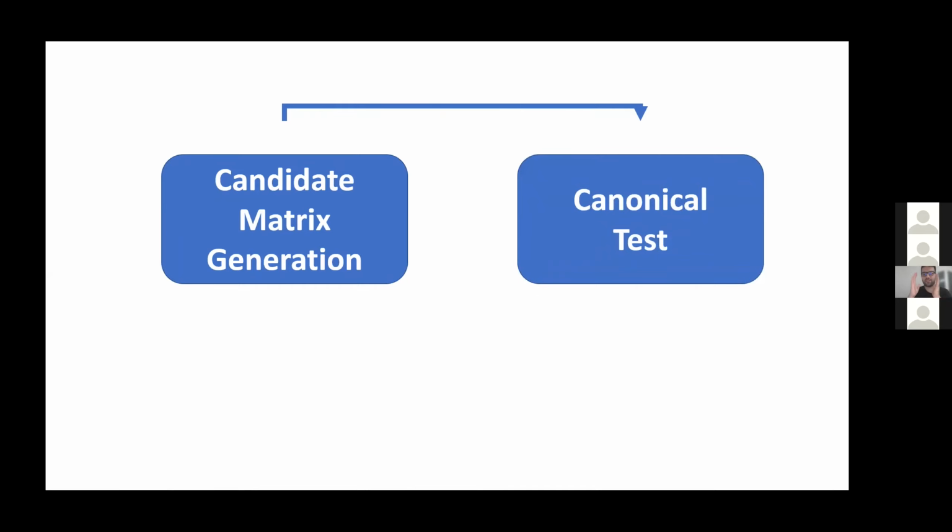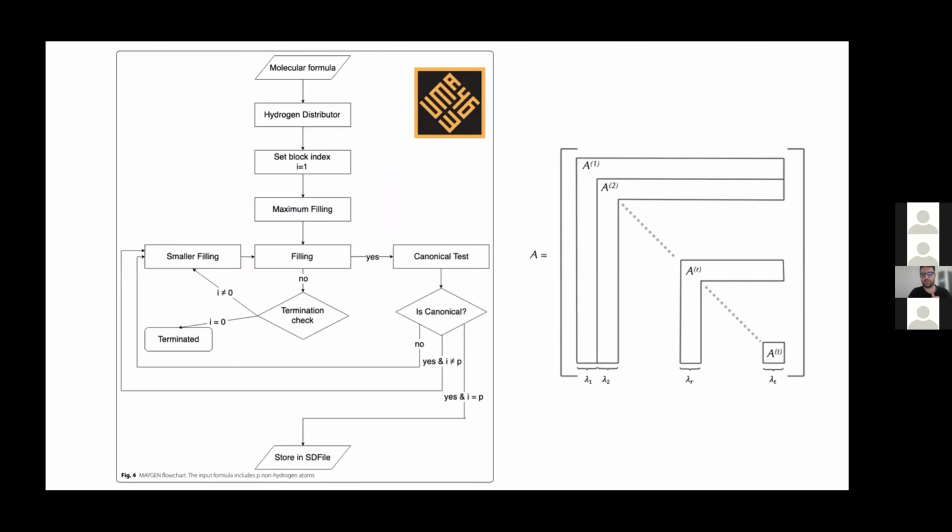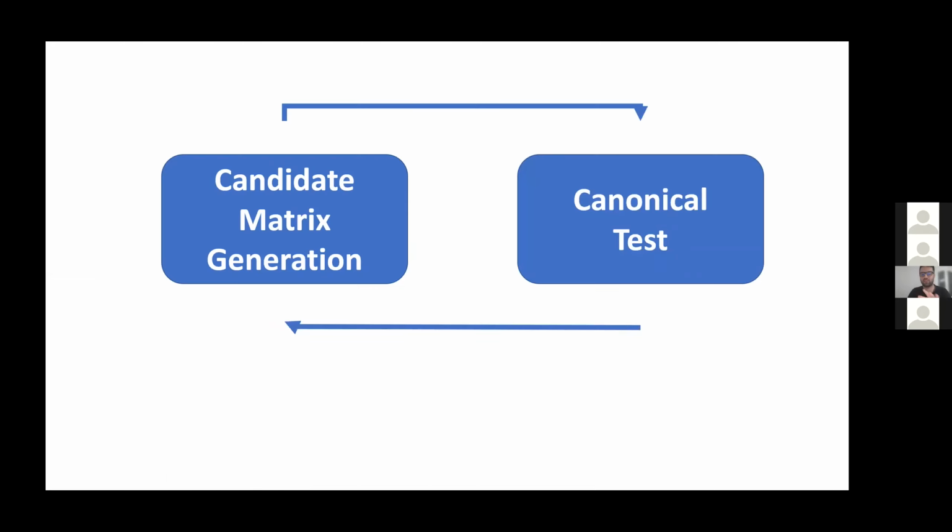So MAYGEN has 2 steps. The candidate matrix generation: we generate the candidate matrix, and we don't care if it's a duplicate or not. Based on our valences, starting at the maximum possibility of the bond entry, the bond multiplicity that we can add, we start from the maximum to minimum, filling the matrix in all possible ways and generating the candidate matrices. And then when we fill the matrix, we need to perform the canonical tests. And this continues in a recursive way, the whole process. But this is just a simple explanation of what MAYGEN is doing.